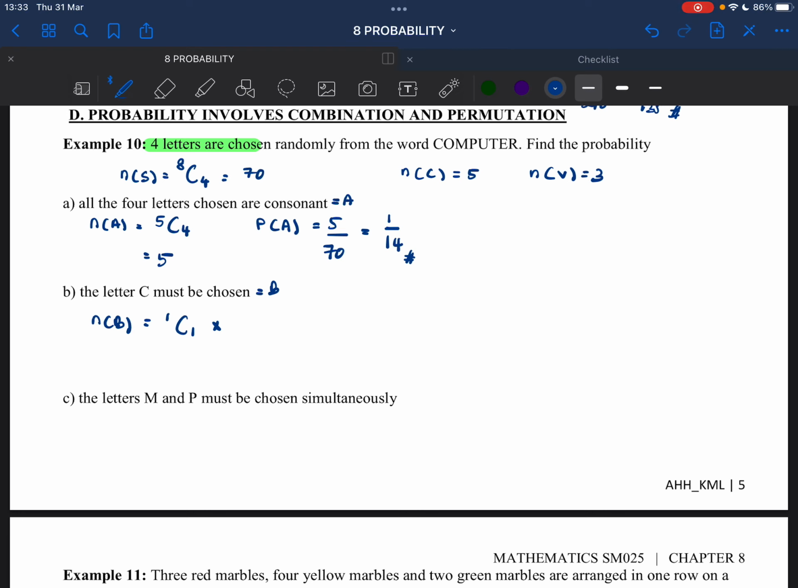Okay, so you want another 3 letters. 4 letters, which we have already chosen C, so you only need 3 letters. So from all 8 letters, we only have 7 letters. Tolak C ke tepi, so we have 7C3. That will be 35. So the probability of B, or the letter C must be chosen, is equal to 35 over 70, or we simplify this, we get 1 over 2.